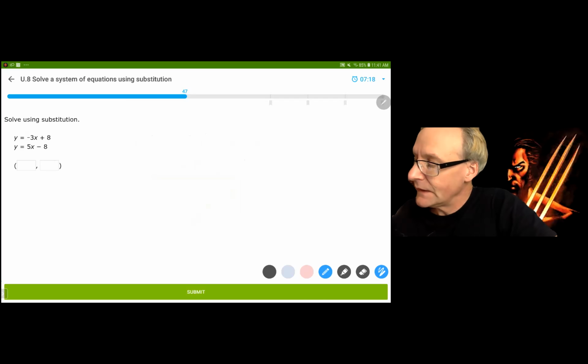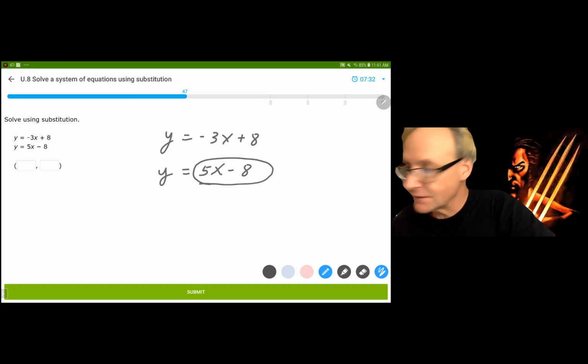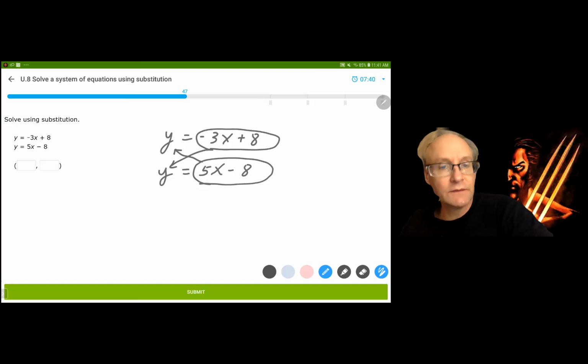Again, one thing I want to point out is that it doesn't matter which direction you substitute on these. And here's what I mean. I can take this y value, because this is y, it says y equals this, and put it here. But I could also take this y value, and I could have put it here. And it makes no difference.